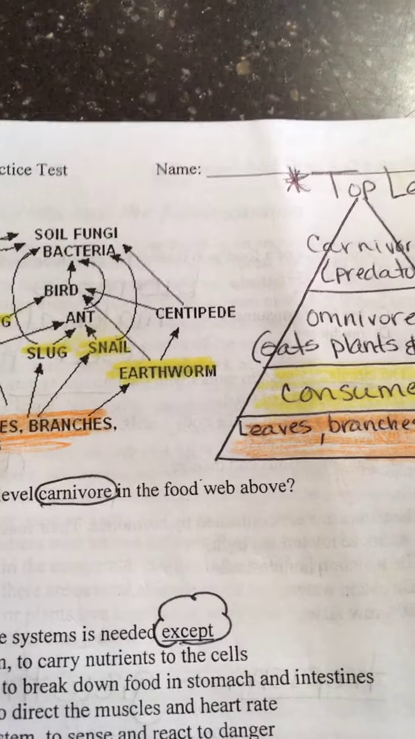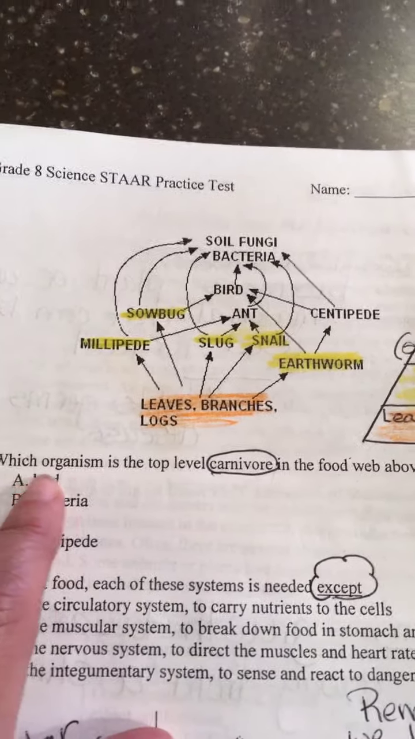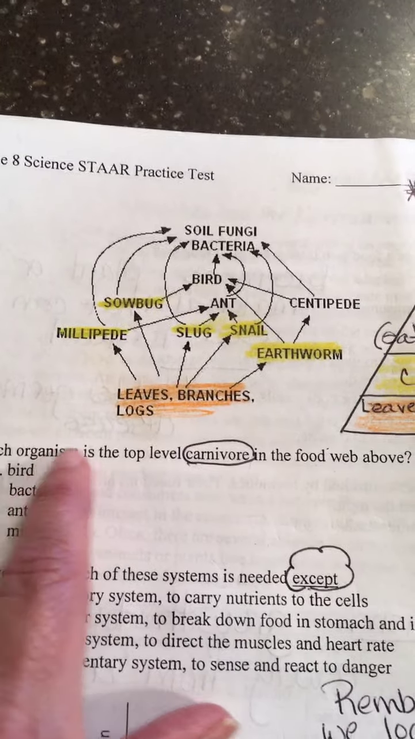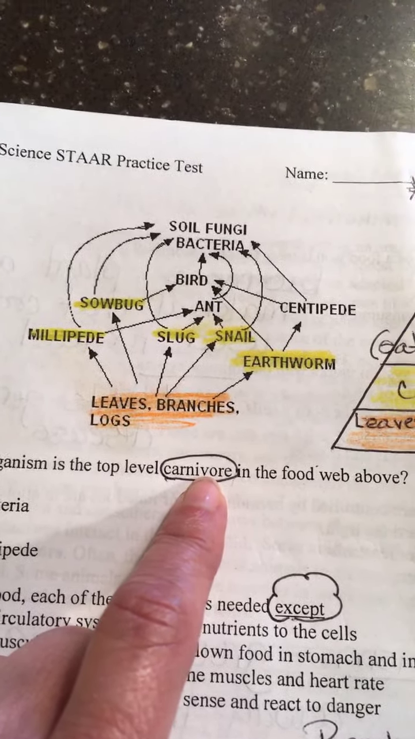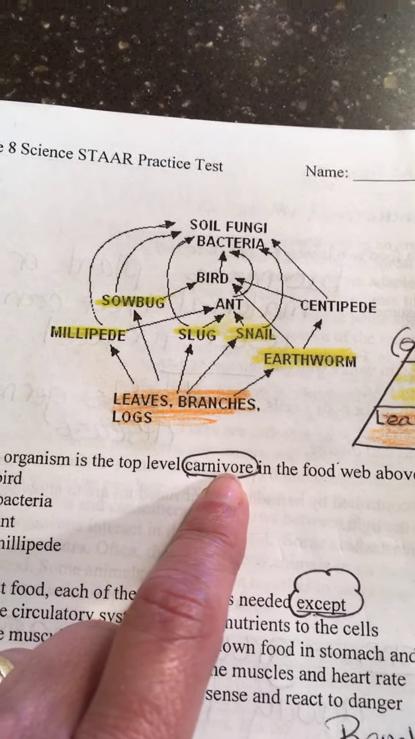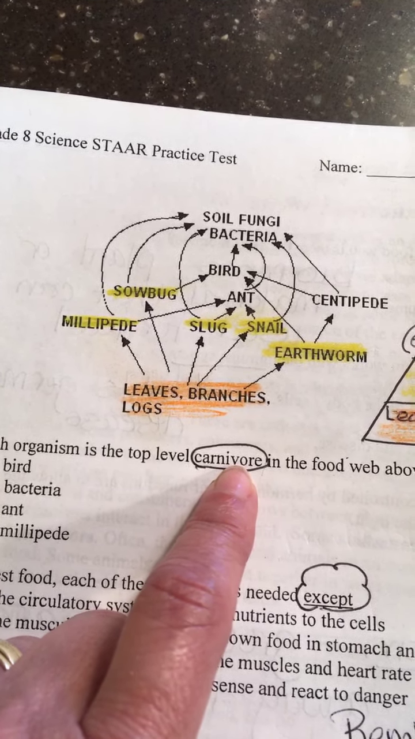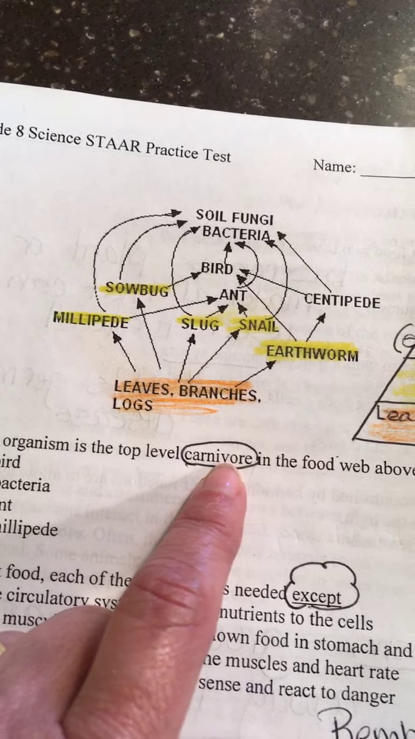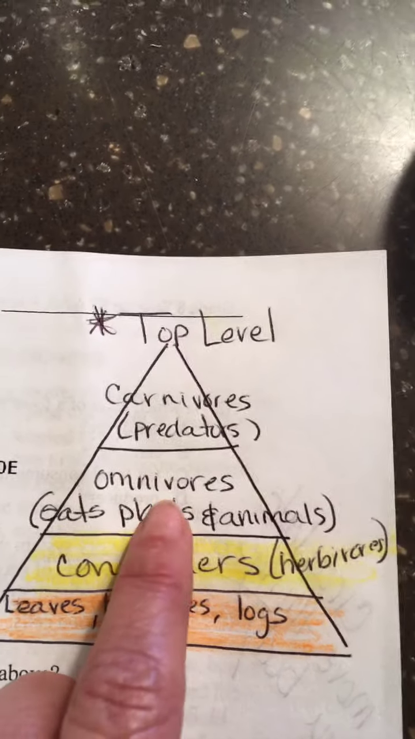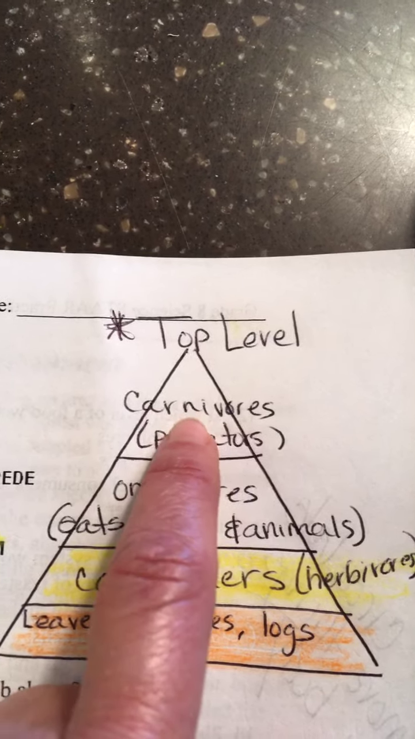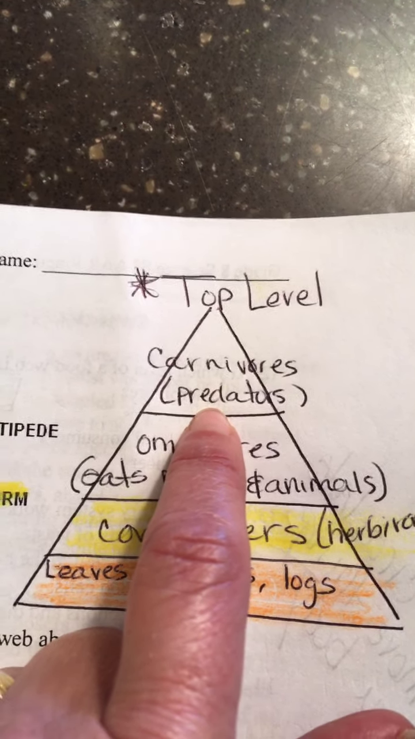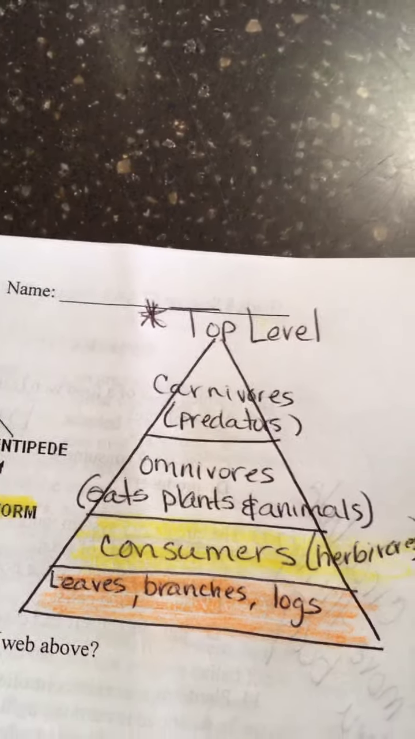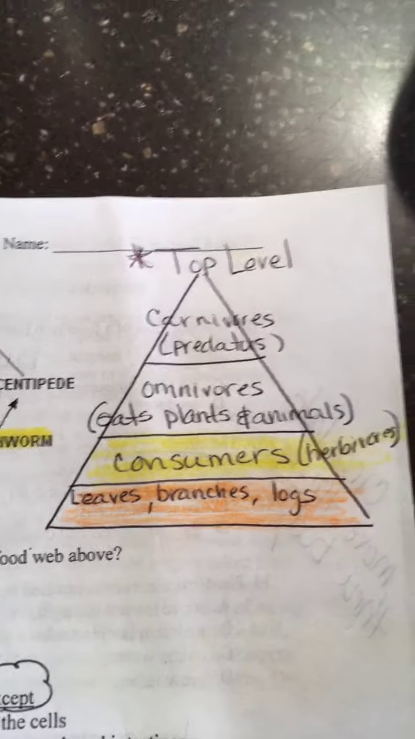Your question asks you which organism is a top-level carnivore. That means if it's a carnivore, it's not going to eat plants at all. It's not a herbivore, and it's not an omnivore. So basically it's asking you for a predator, a carnivore, which is at the top level when you're looking at an energy pyramid.